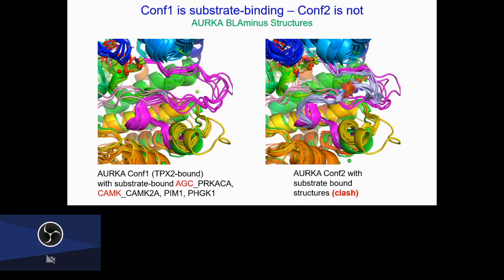If you superimpose these aurora structures on structures that have substrates, you can see that the substrates fit, and they're in light pink here, with a bunch of other CAM-K kinases and AGC kinases. The structures of aurora in conformation 1 are consistent with substrate binding, but the structures in conformation 2 are not. There's a very large clash here between this double hump and where the substrate would be. And so these are substrate capable and these structures are not.